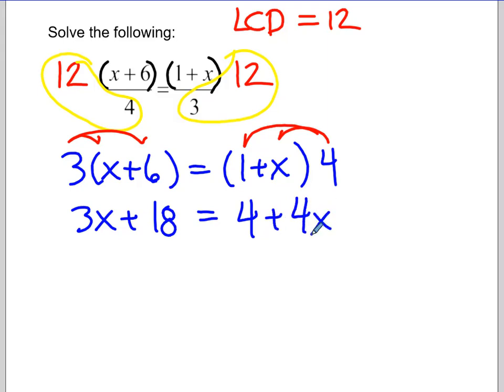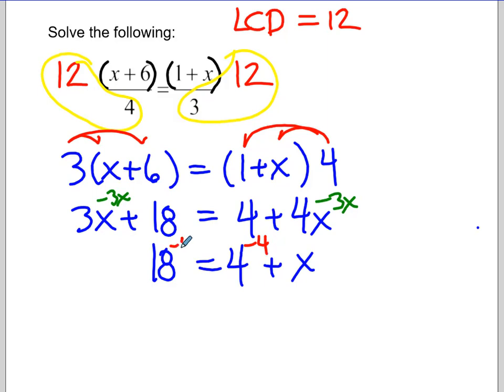And now you can see we're already back to that 2 or 3 step problem where I have to get all of my like terms on one side. I'm going to subtract 3x from both sides because that's going to reduce my x's really quickly. And then I'm going to subtract 4 from both sides. And then my final answer, these guys having canceled, would be x equals 14. And yes, I can have my x on the right hand side. It's totally acceptable. It is still correct.